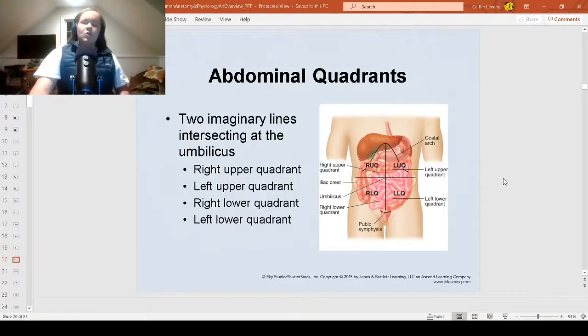We have abdominal quadrants that are actually very useful, especially when palpating the abdomen. We have two imaginary lines intersecting at the umbilicus. We have the right upper quadrant, left upper quadrant, and the right and left lower quadrants. It is very important to memorize what each quadrant contains. If you feel a stiffness, firmness, or any kind of bubbling or pressure, it is good to know where it is stemming from.